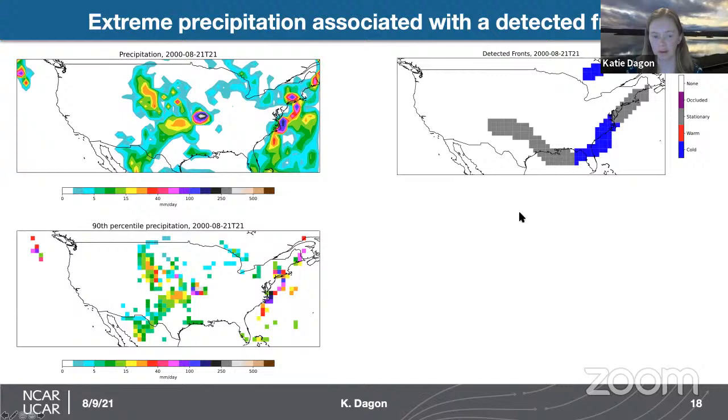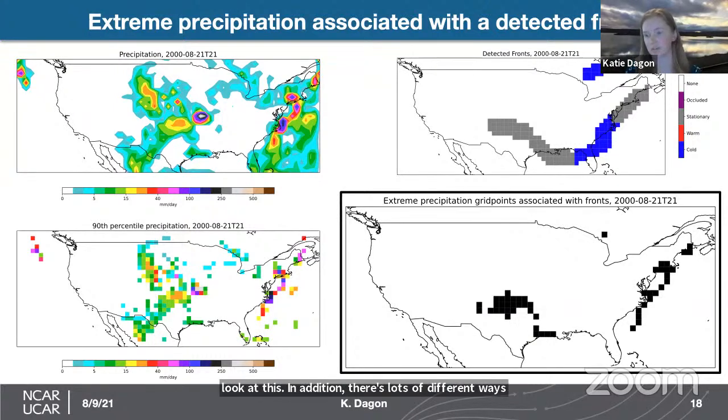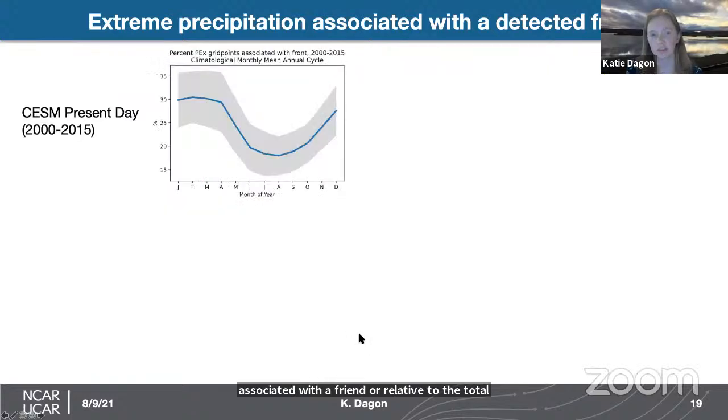We then compare that to the detected fronts for a particular time point, and ask the question, which of those extreme precipitation grid points are associated with a front? Here I'm just doing it by lining up which grid points overlap, but there's probably lots of different ways we could look at this. In addition, there's lots of different ways to define extreme precipitation, so that's something we're going to think about as well. But if we look at this snapshot, and compare the percentage of grid points that are associated with a front relative to the total extreme precipitation grid points, we can then start to look at some large scale statistics.